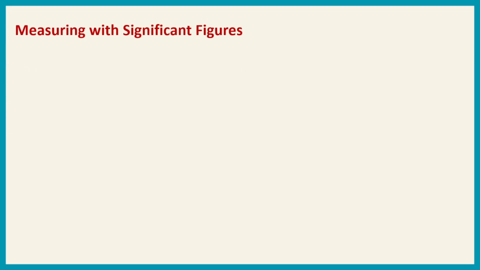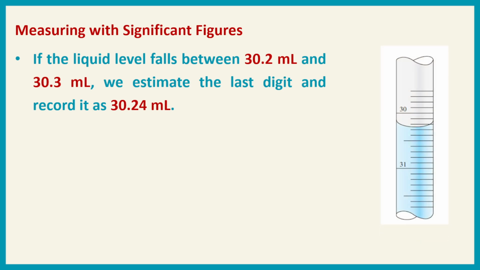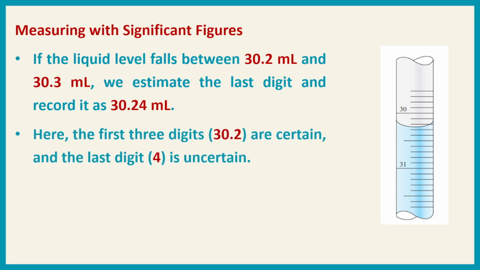Now, measuring with significant figures. Let us apply this concept when reading a measurement. Suppose we are using a burette to measure a liquid. If the liquid level falls between 30.2 ml and 30.3 ml, we estimate the last digit and record it as 30.24 ml. Here the first digits 30.2 are certain and the last digit 4 is uncertain. This estimated digit improves precision and follows the significant figure convention.